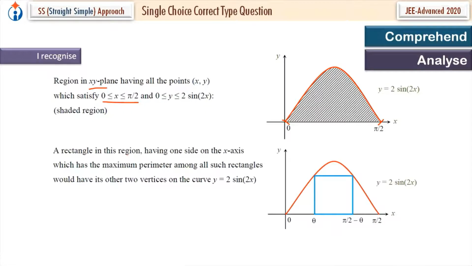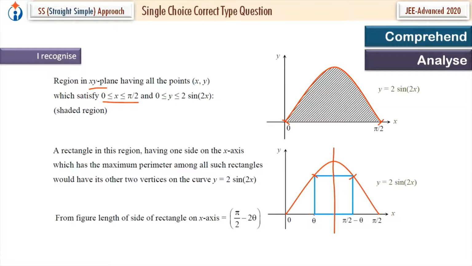So the rectangle in this region having one side on the x-axis which has the maximum perimeter among all such rectangles would have its other two vertices on the curve, here and here. So it's just using the symmetric rectangle if I form. So maximum length of this side, maximum length of this side, perimeter maximize कर रहे हैं, right? So by symmetry, the points should be on the y equal to 2 sine 2x curve. So that's the shape of the rectangle here.